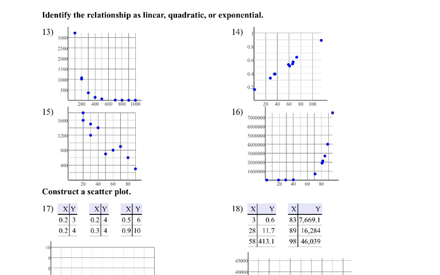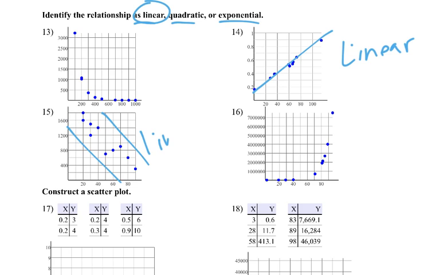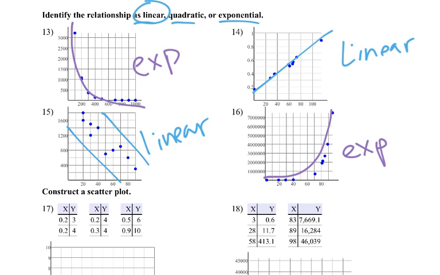Now identify if we should use a linear, a quadratic, or an exponential. Linear is a straight line, right? 14 would definitely need a linear line of best fit. 15 is definitely linear. If I look at 13 and 16, I've got that curvature, which would definitely be exponential. If something were quadratic, it would have to look like it goes down and back up, or up and back down. That would be quadratic, so neither of those were quadratic.